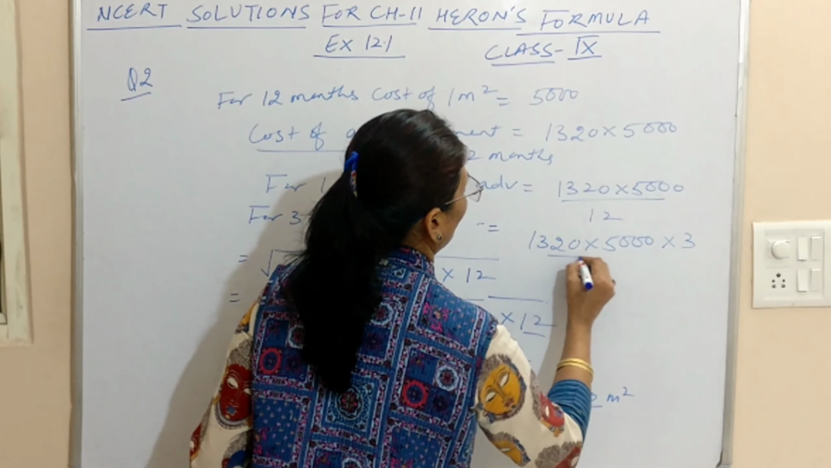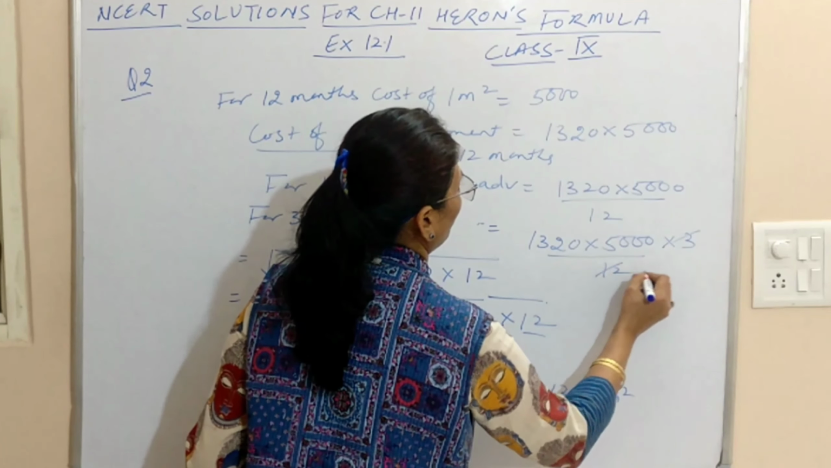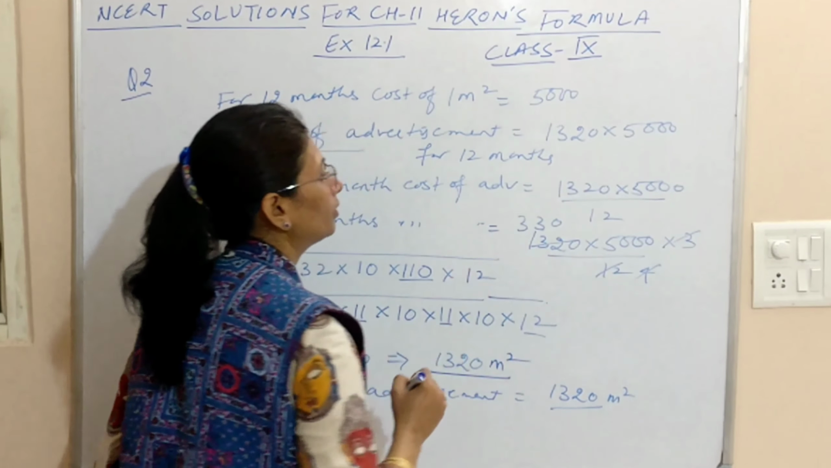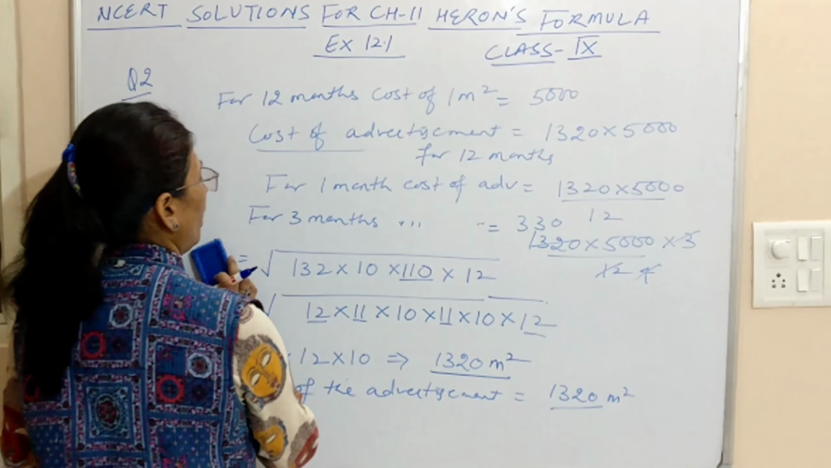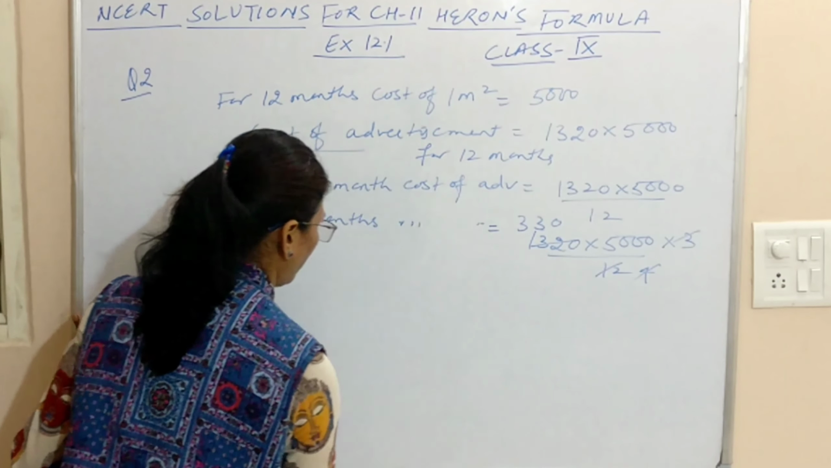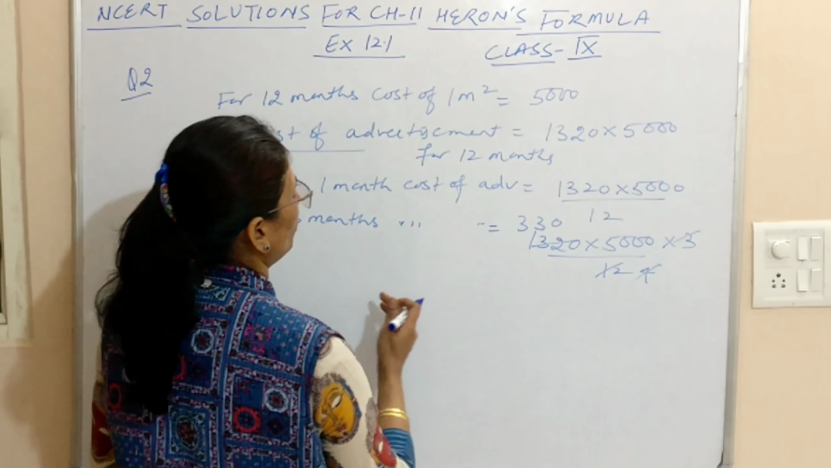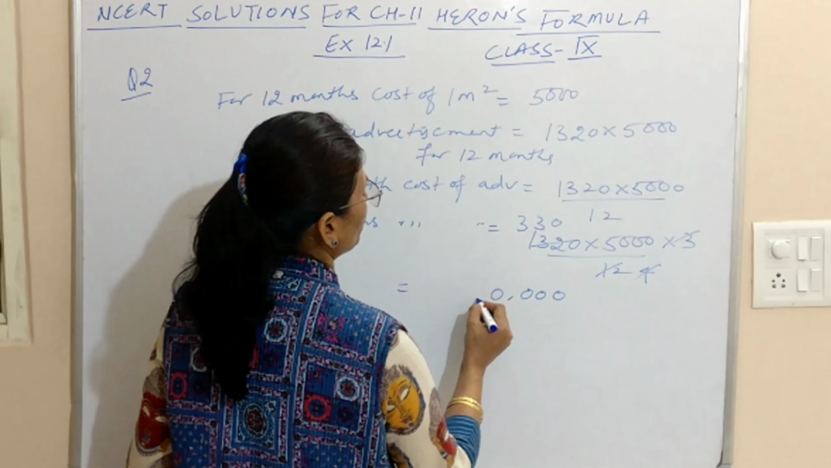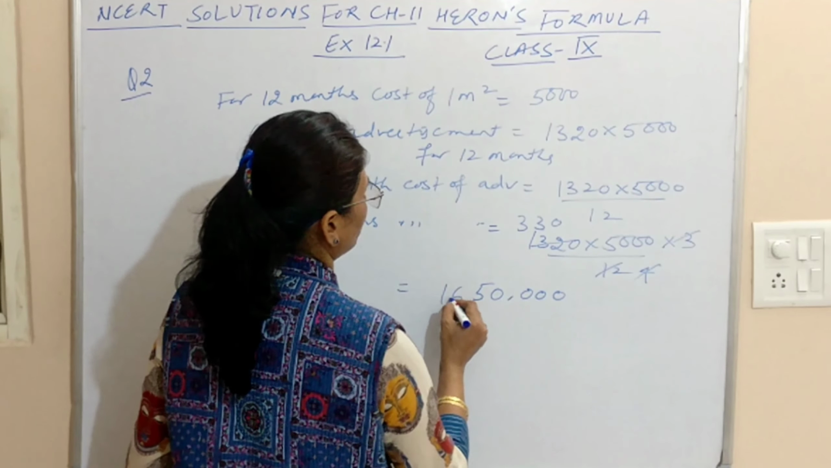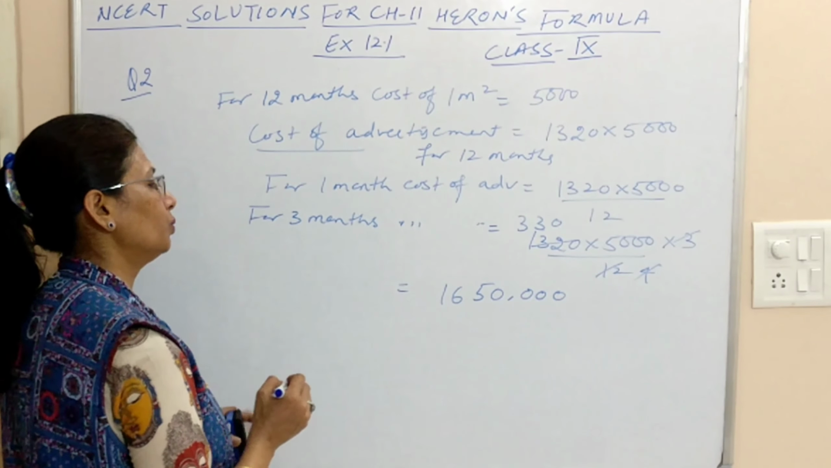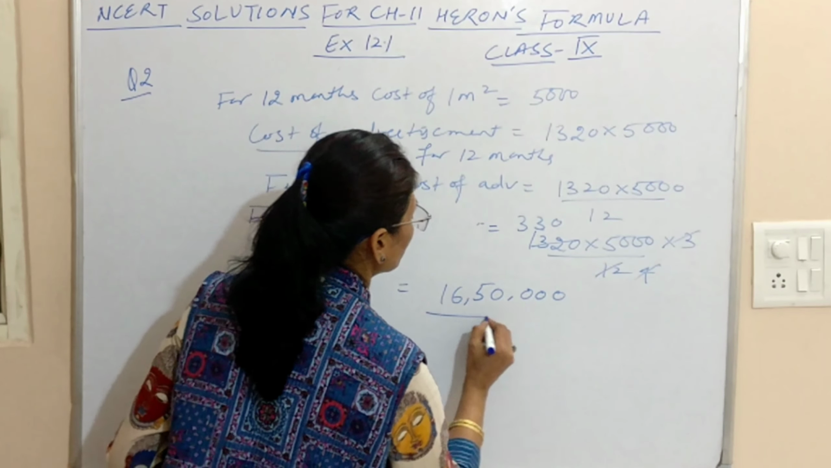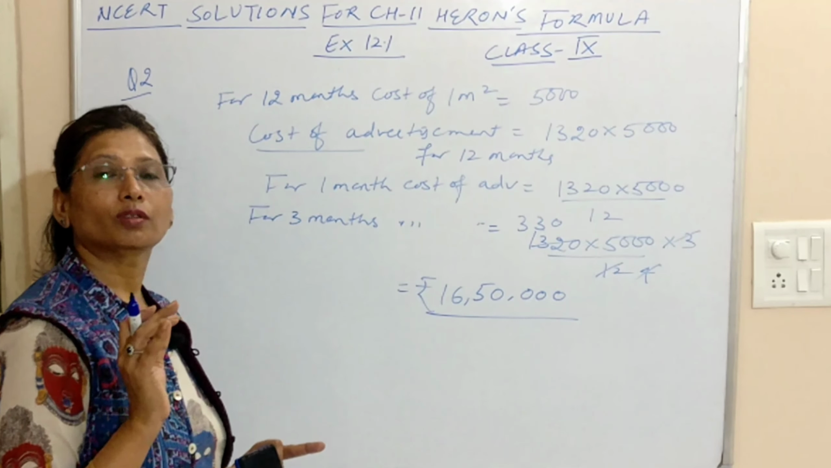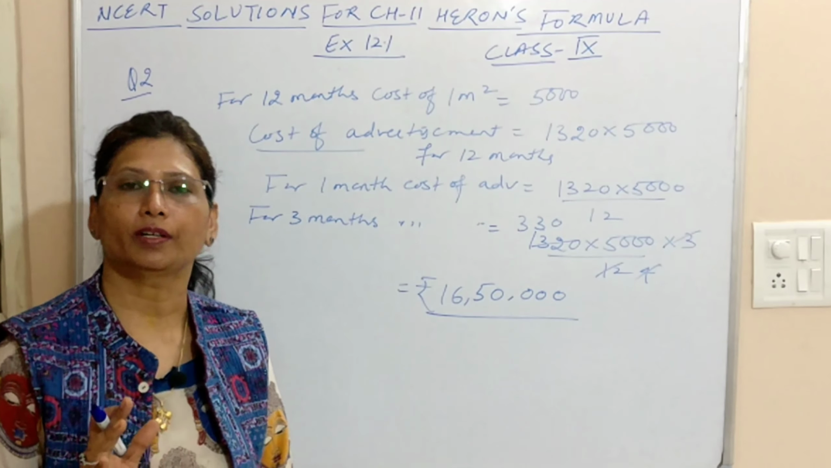This is 3 upon 12. So this is 3 4s are 12. We'll multiply this. So this will give us 330. So after that, we'll multiply 330 by 5,000. So here you have 3 zeros here. This is 5 zeros is 0, 5 3s are 15 and this is 5 3s are 15 plus 1 is 16. So this comes out 16,50,000 rupees. So this is going to be the cost of the advertisement.